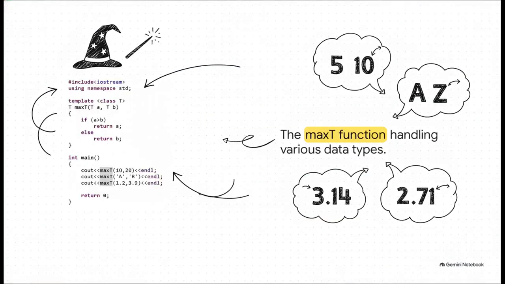Look at this maxT function. See that header? That T is basically a magical placeholder. The function takes 2 inputs, a and b, both of type T, and it promises to return a value that is also type T. The logic inside is dead simple. If a is bigger than b, return a, otherwise return b. The magic happens at compile time. Whatever data type you throw at this function, the compiler just swaps out that T for you automatically.